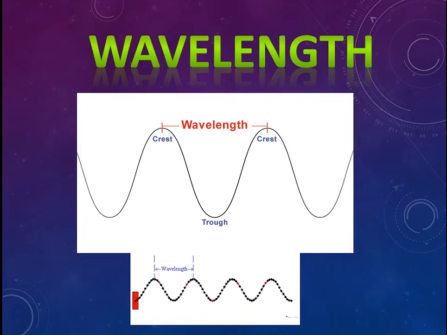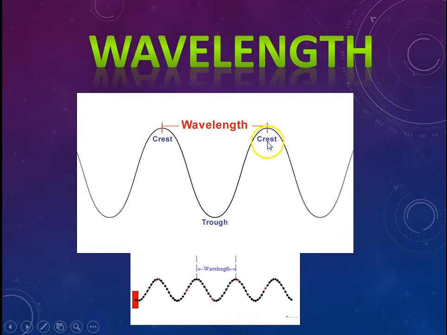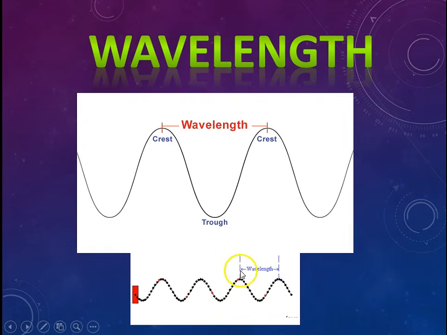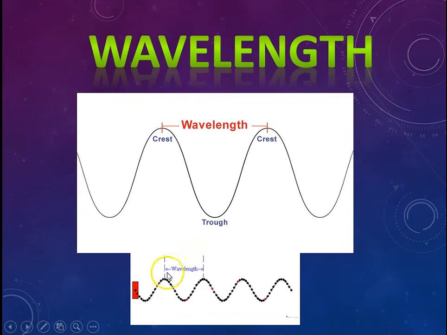We then have the word wavelength. The wavelength is the distance from the crest to the crest or the trough to the trough. You can see here in this GIF below, the wavelength is traveling across from crest to crest.